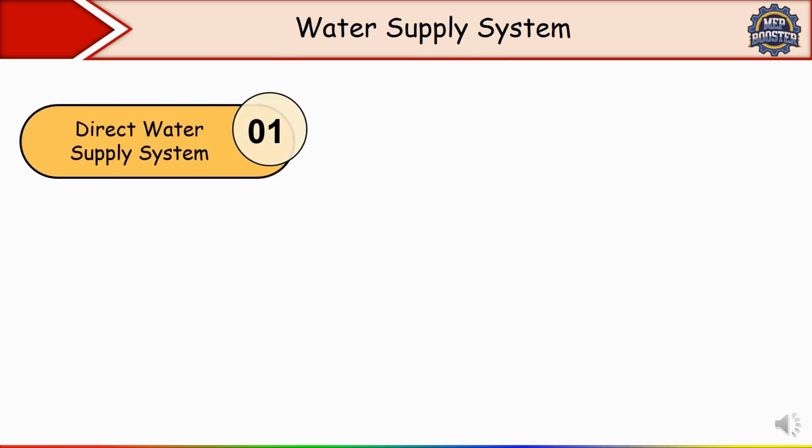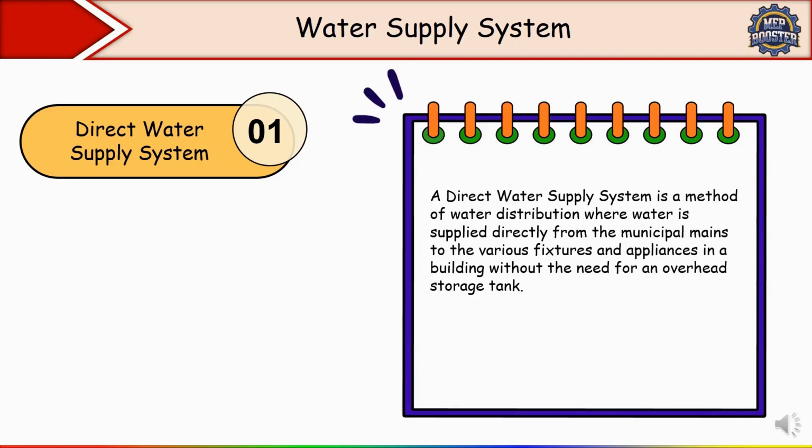As I told you, the first type of water supply system is the direct water supply system. So what is it? A direct water supply system is a method of water distribution where water is supplied directly from the municipality main to the various fixtures and appliances in a building without the need for an overhead storage tank.